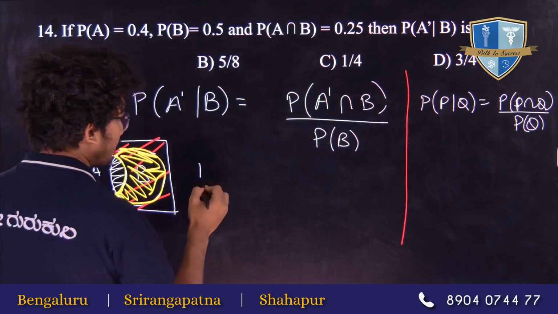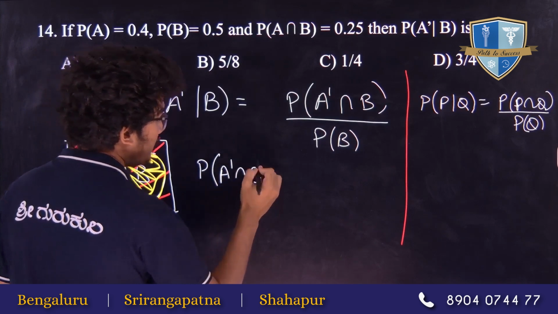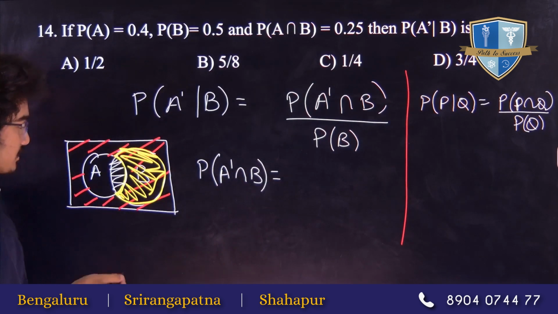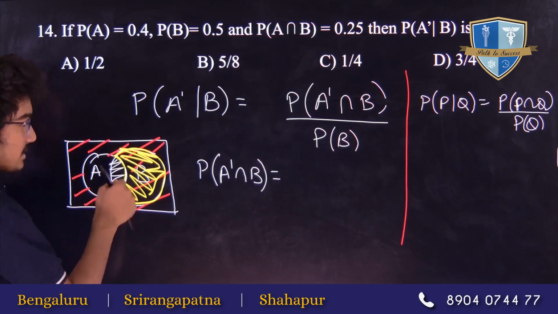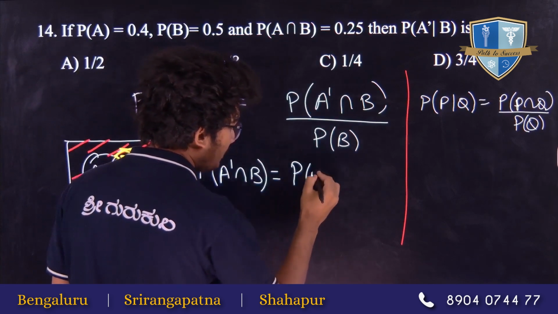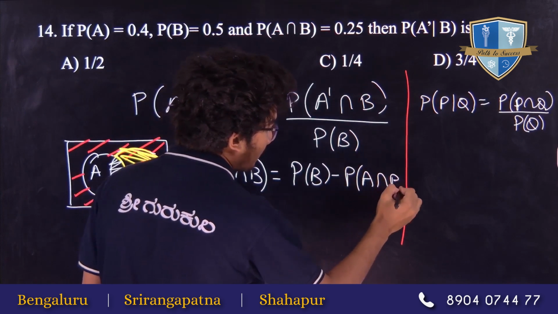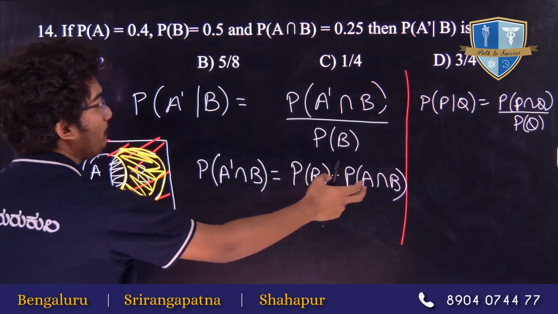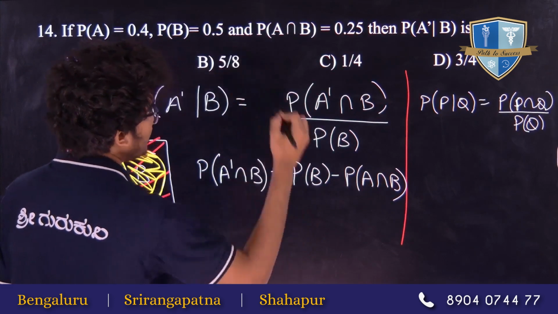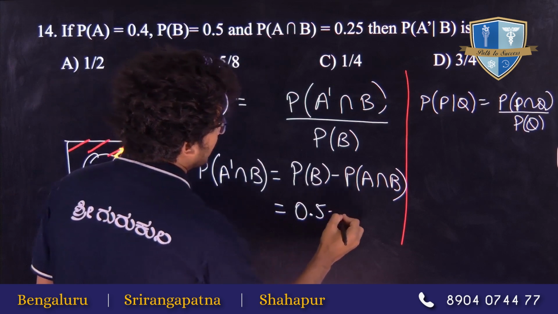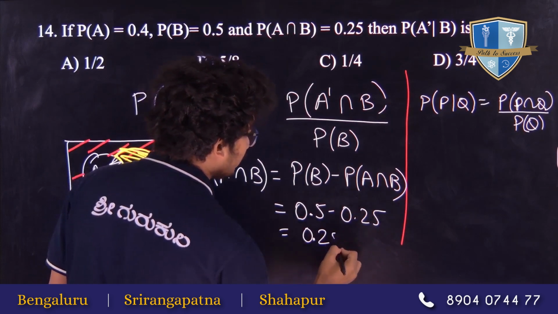So probability of A dash intersection B will be probability of B minus probability of A intersection B, correct? And probability of B and probability of A intersection B are given in the question. So this will be equal to 0.5 minus 0.25, which is equal to 0.25, correct?